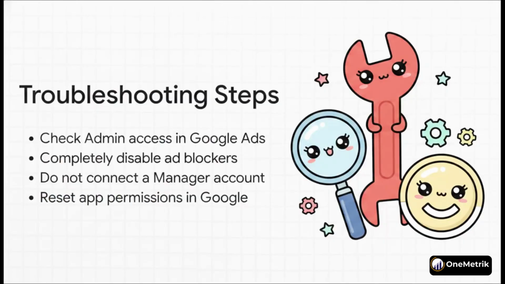So, just to rapidly summarize your troubleshooting checklist. Verify your admin access by going to Tools and Settings, then Access right inside Google Ads. Make 100% sure you've killed all those browser ad blockers. Double-check you aren't accidentally trying to hook up a manager account. And look, if all else fails, you can easily go into your Google security settings, completely revoke HubSpot's app permissions, and just try the connection flow fresh from the top.